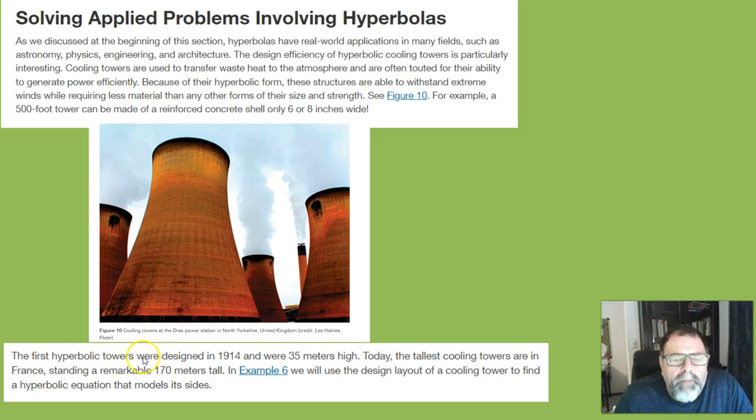Okay, the first hyperbolic towers were designed in 1914, and were 35 meters high. Today, the tallest towers are in France, standing a remarkable 170 meters tall. Example 6 will use the design layout of a cooling tower to find a hyperbolic equation that models its size.